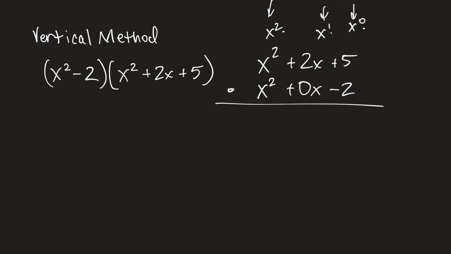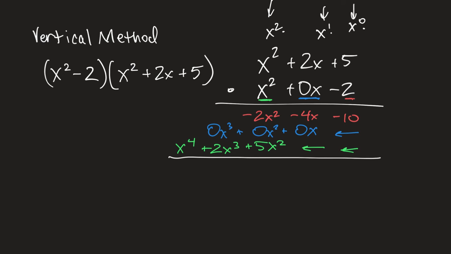We're going to color code this one. So our x to the 0 will be red when we multiply times that. That will be blue, and then x squared will be green. So here I've multiplied it all out. Negative 2 times 5, negative 10. Negative 2 times 2x, negative 4x. Negative 2 times x squared, negative 2x squared.